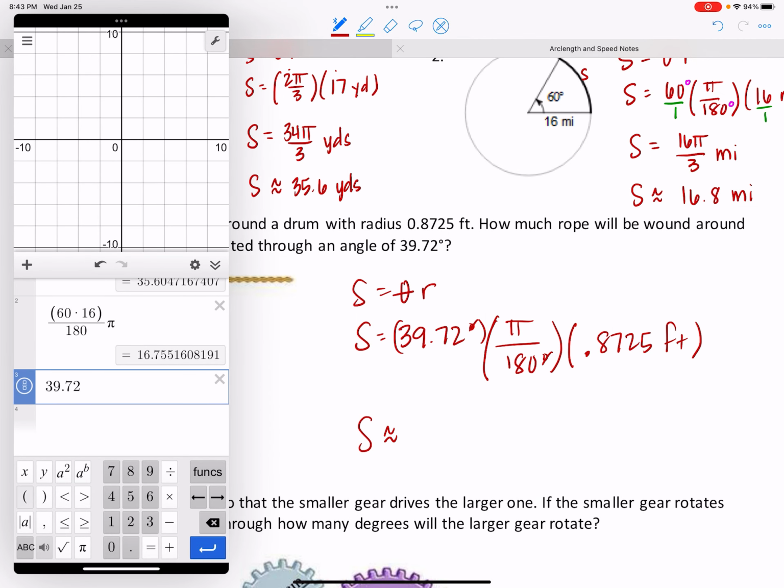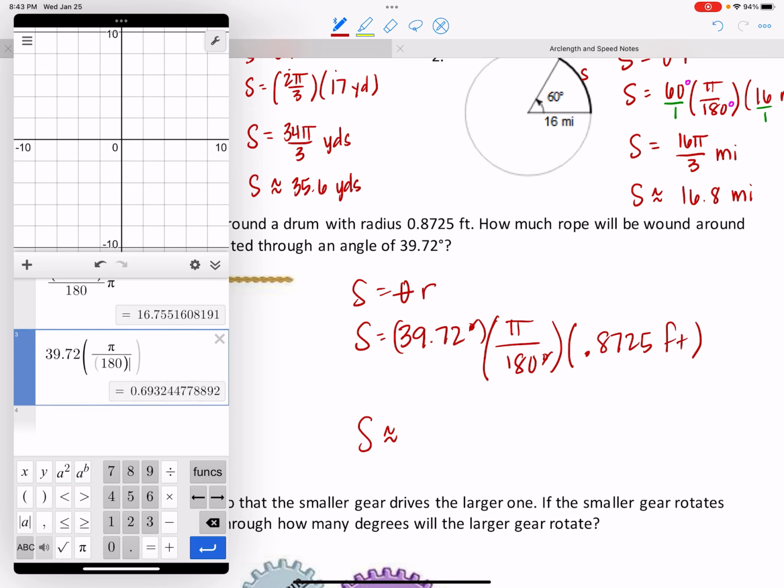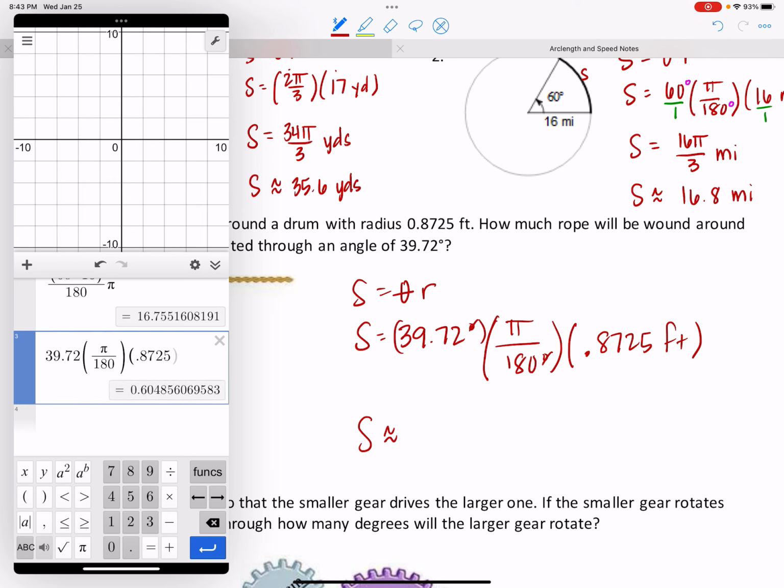39.72 multiplied by pi divided by 180. And then, get out of the fraction, multiplied by 0.8725. And we get an approximate length of 0.605-ish. I don't know. See, I'm rounding all over the place. Tens place, hundreds place, whatever. It doesn't really matter unless you're asked to specify. Maybe I'll go 0.61 feet on this one.